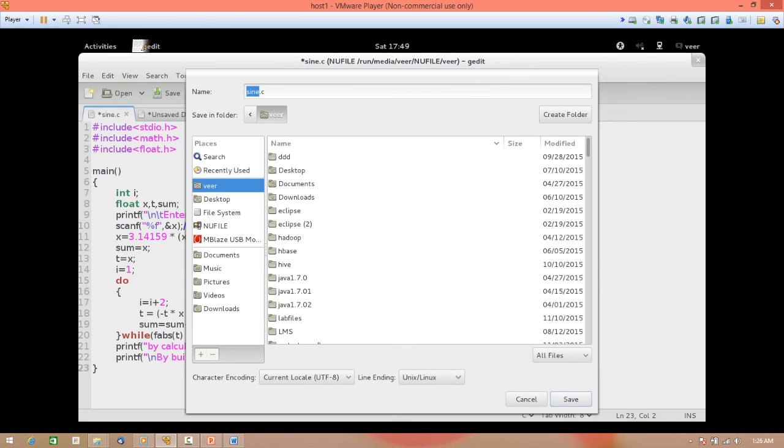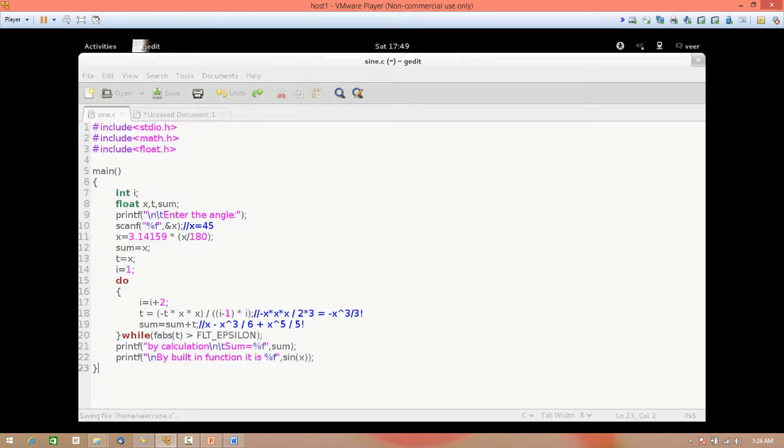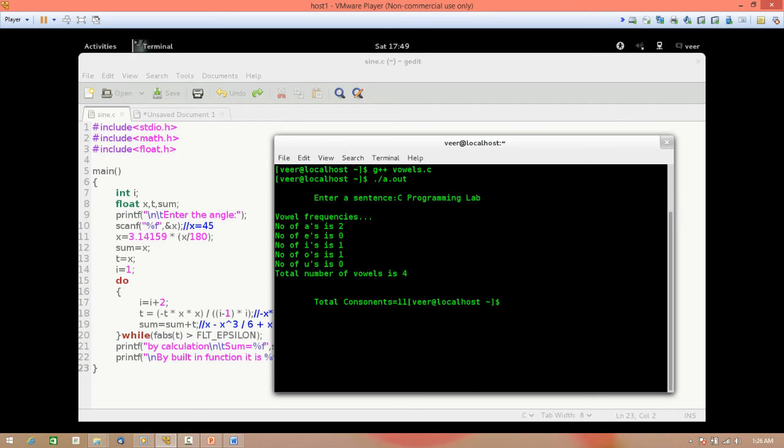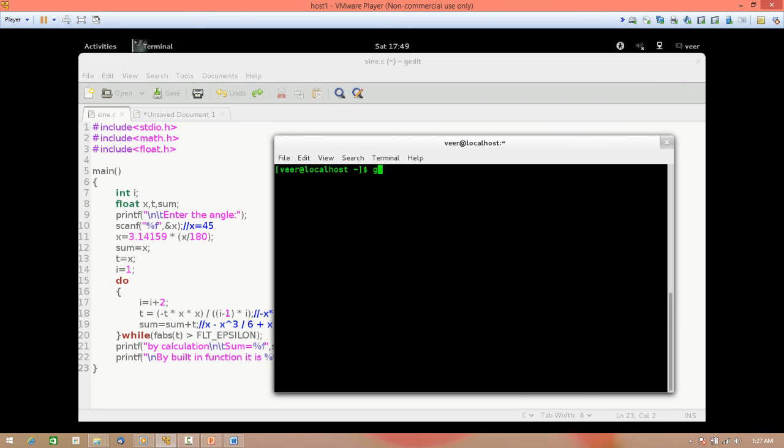I'll save this and let's compile the program. gcc hyphen lm sine.c, then ./a.out. We'll enter the angle as 45 degrees.